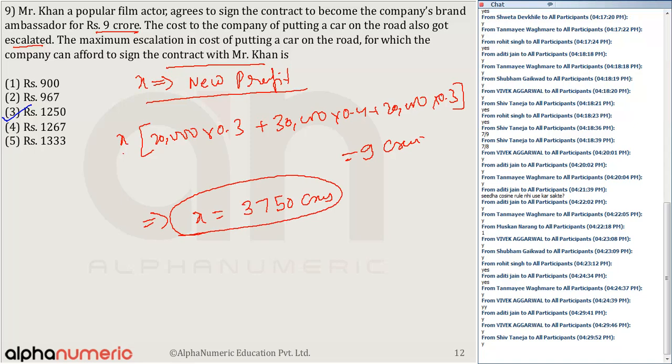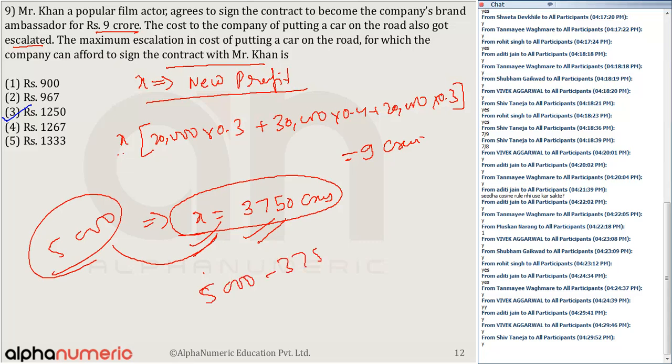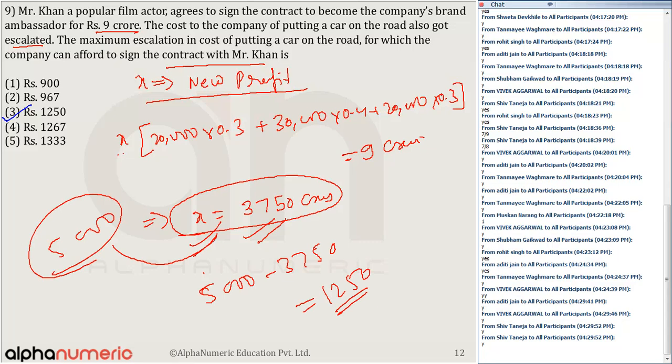Okay, so now look here, X is the total 3750 crore. So what is the escalation in the cost? The escalation in the cost is that initially my profit was 5,000. Now my profit is 3750. So basically the escalation in the cost is the difference between these two. So 5,000 minus 3750, that is the escalation in cost, which will be 1250. So the answer in this case is option 3, 1250. Is that clear to all of you? Please respond.